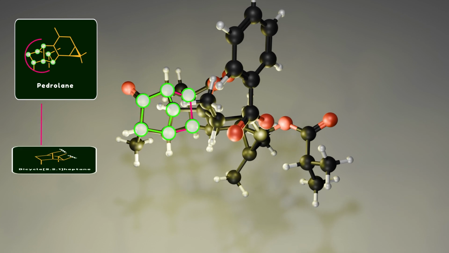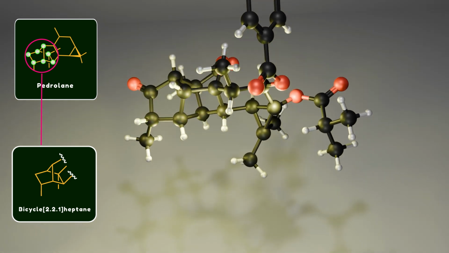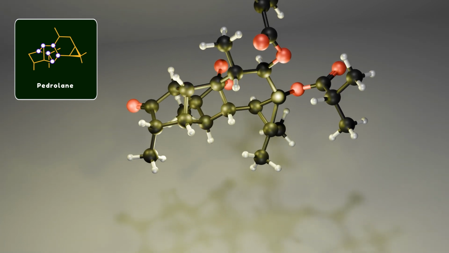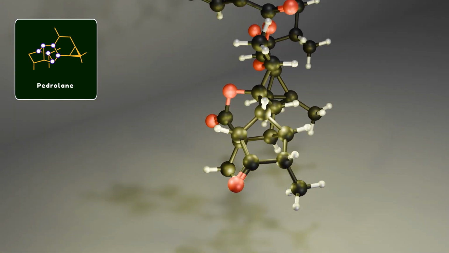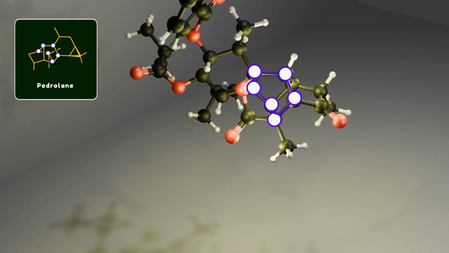Pedrolide has a unique bicyclo[2.2.1]heptane ring, which is formed by 2 fused 5-membered rings. The third 5-membered ring is on the front side of the molecule, fused to a 6-membered ring on the back side. This 4-ring fused system creates a cage-like structure.